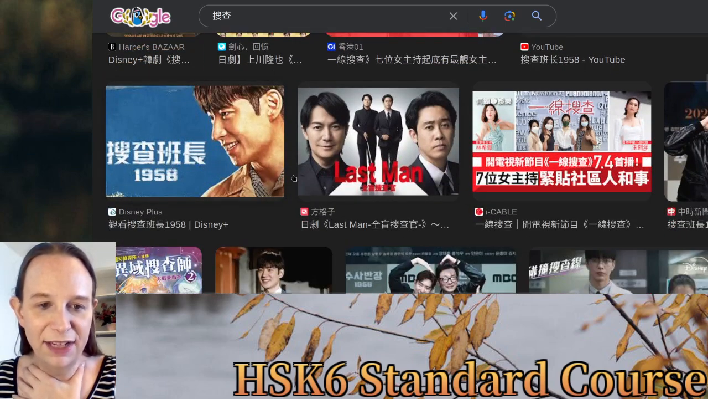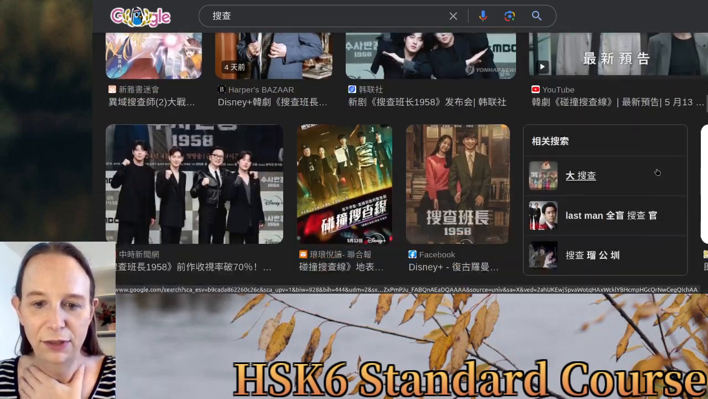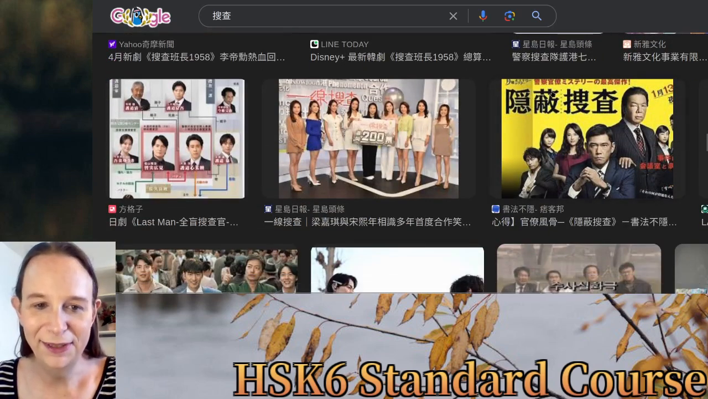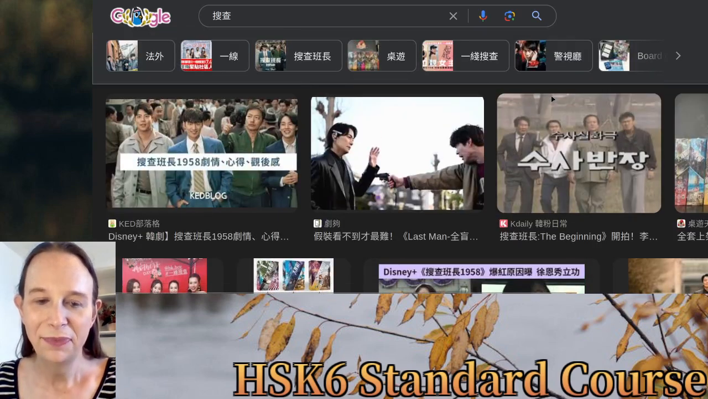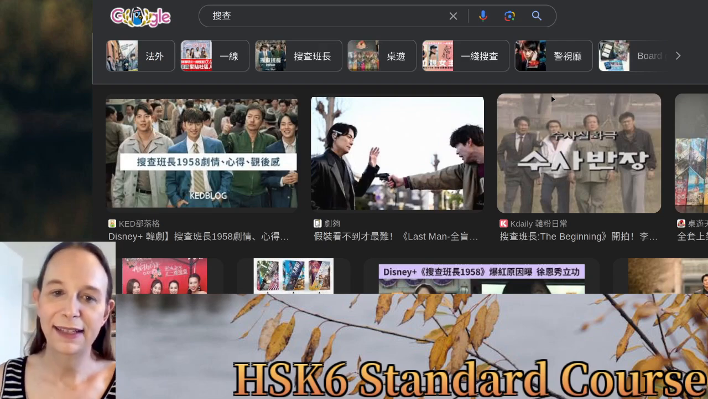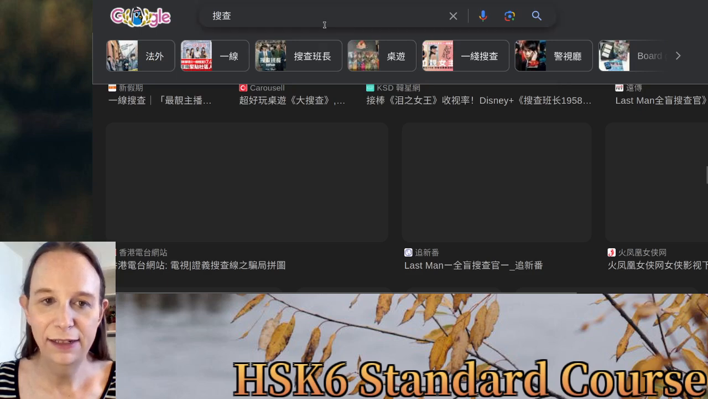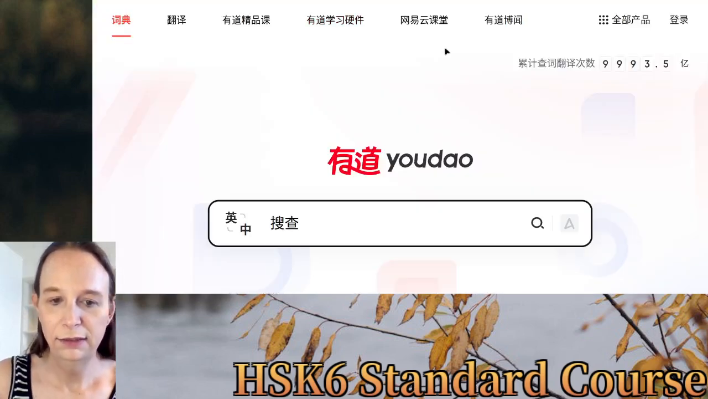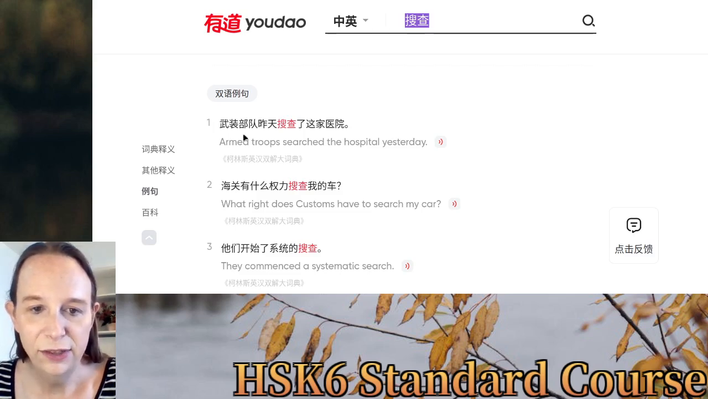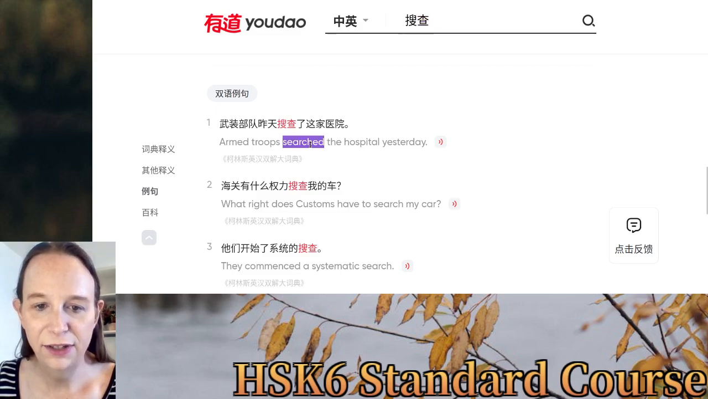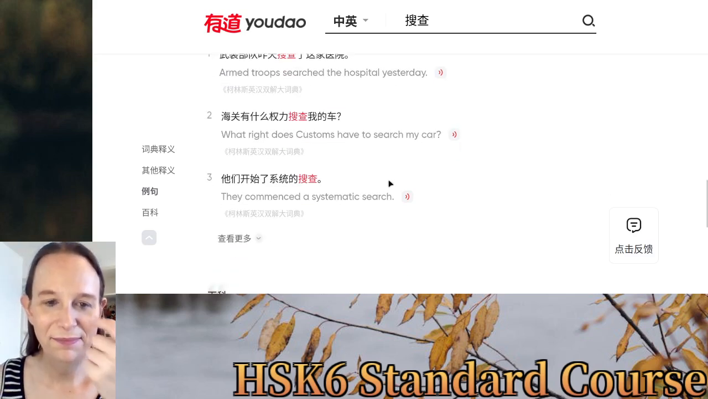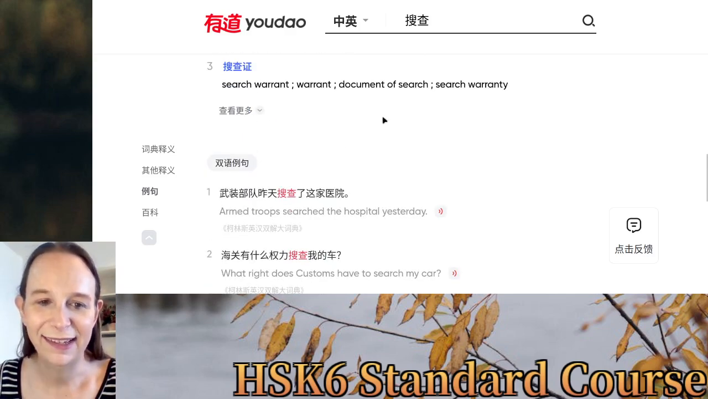搜查班长. All right, so it is just something police officers do, right? When they're investigating, maybe they'll go to the scene of the crime, 犯罪现场, and investigate. 搜查. 武装部队昨天搜查了这家医院. So search the hospital. Search for evidence, or something that maybe shouldn't be there, or maybe search for medicine.